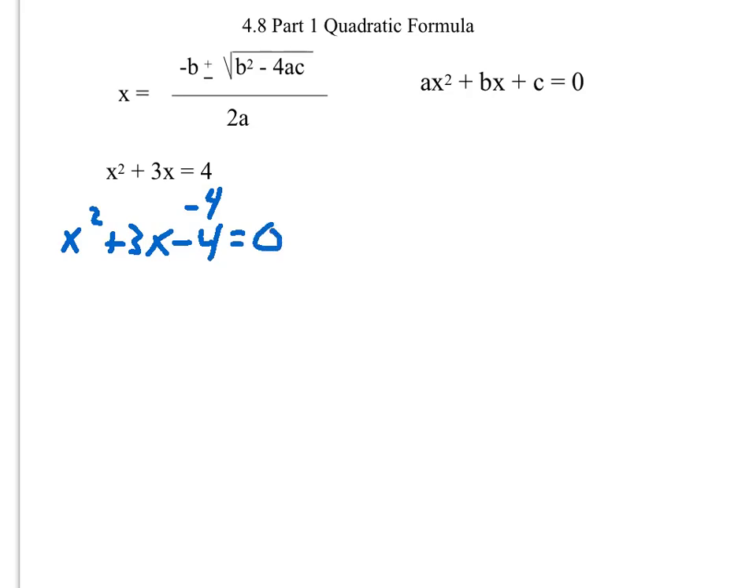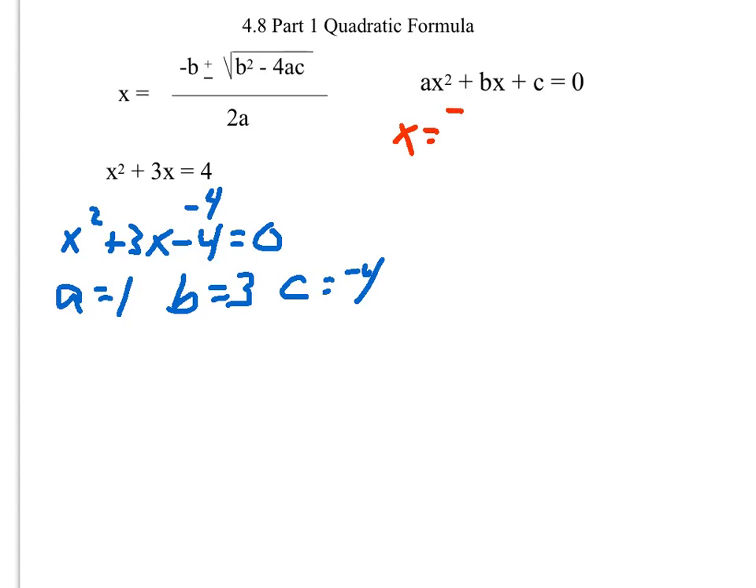Now we identify a, b, and c. So a is 1, b is 3, c is negative 4. And now it's just a matter of plugging them in where they belong in the quadratic formula. So x equals the opposite of b.